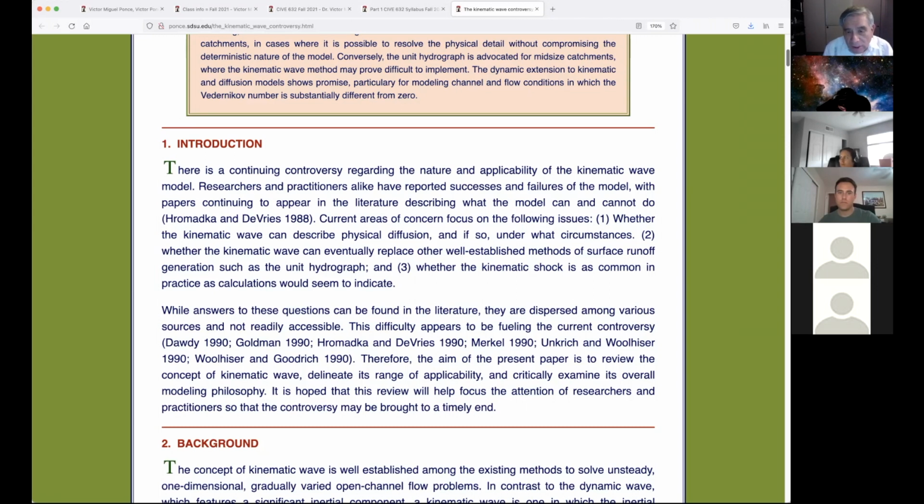And thirdly, whether the kinematic shock is as common in practice as calculations would seem to indicate. And here we go. The kinematic shock was first measured by Lahir and Whittam in 1955. It was documented by Woolhiser in his early work in the 60s at Cornell. Kibler wrote his thesis in 1970 at Colorado State on the kinematic wave and the kinematic shock, extensively studied. So then the question was, and it was posed at the time in many places, whether the kinematic shock does exist. Or if it exists, is it as common as calculations would imply that it is? So those were the three issues that I set out to address in this paper.